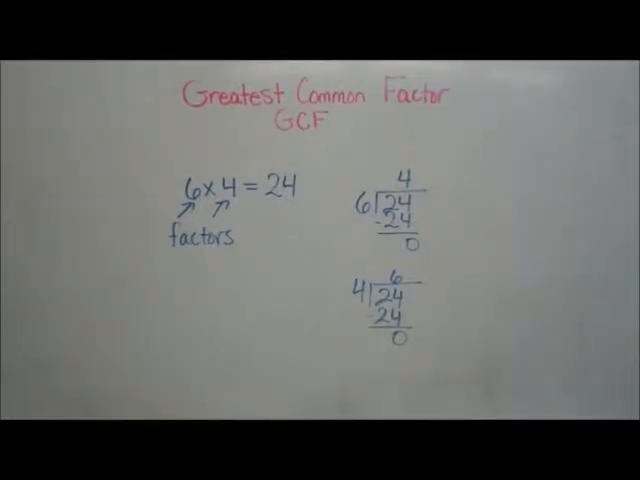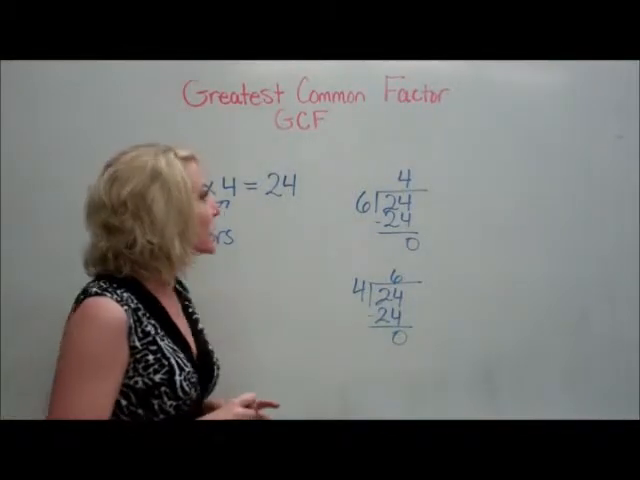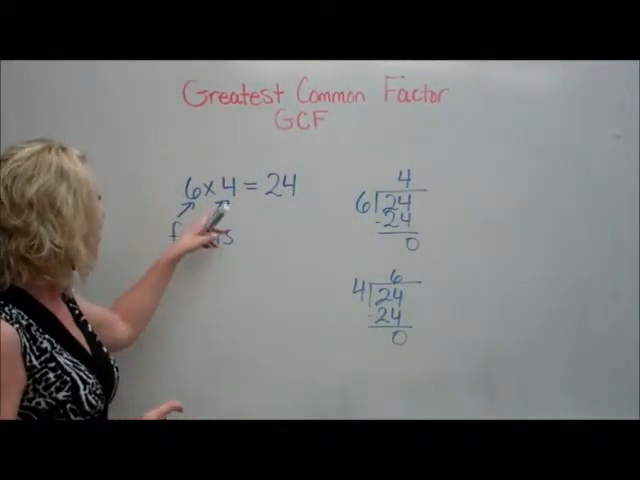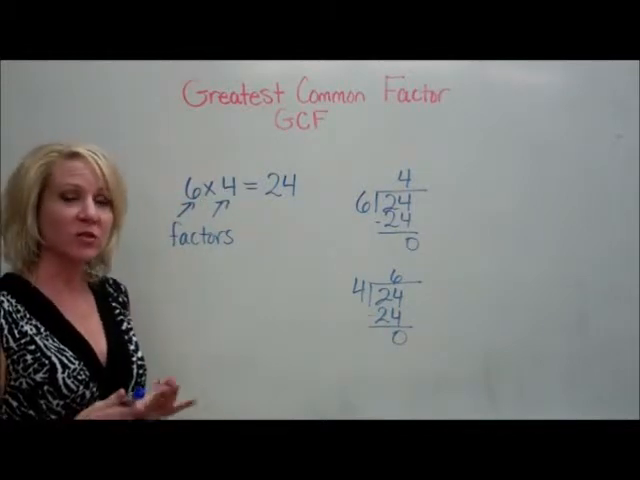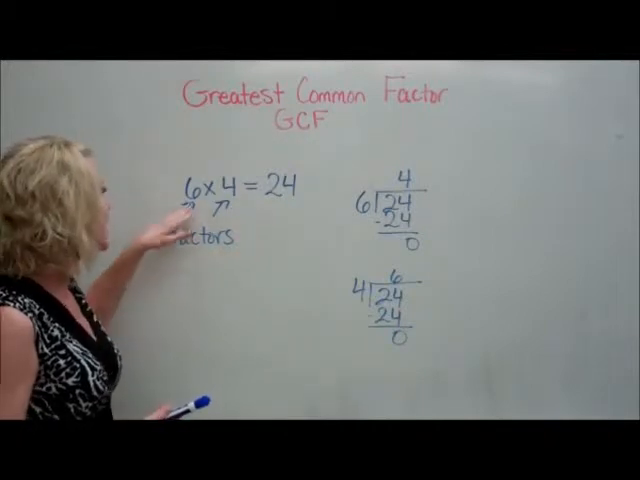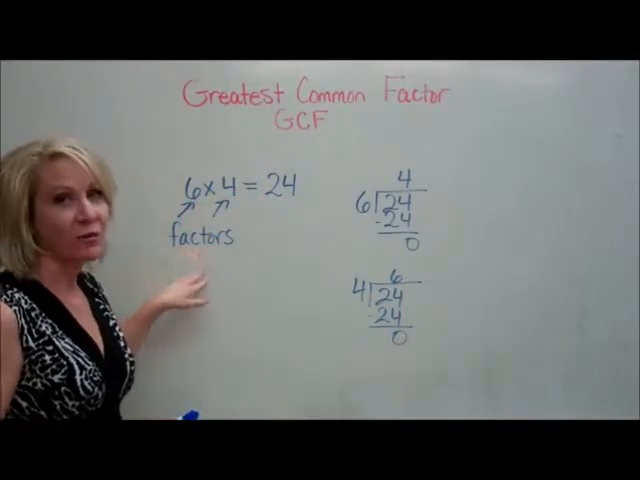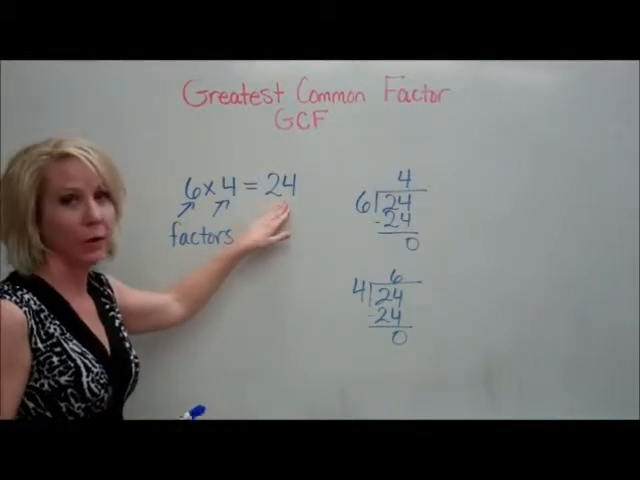Knowing how to find the greatest common factor is a skill that is sometimes helpful when doing fractions. First, we're going to review what factors are. Factors are two numbers that you can multiply together to get a certain product. In this case, 6 times 4 equals 24. 6 and 4 are factors of 24.